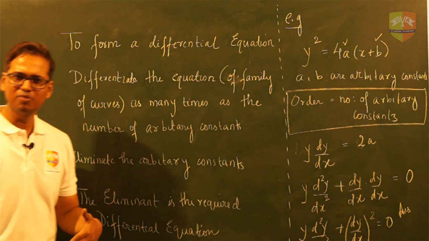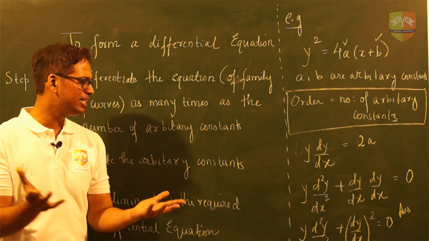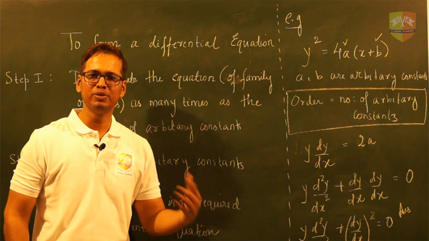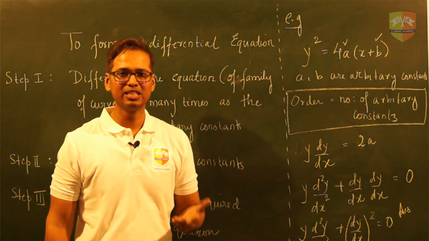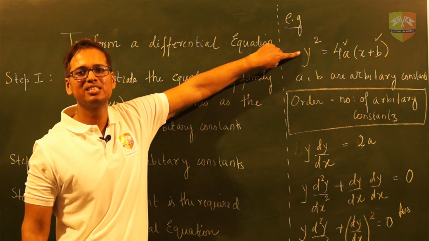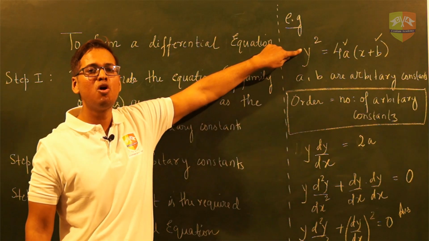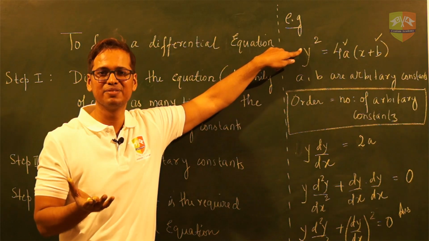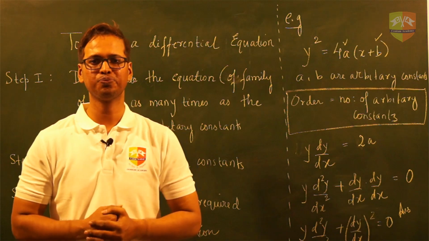After having got rid of all the arbitrary constants, the eliminant, that means the remaining thing, for example, here this is the eliminant. This eliminant represents the differential equation for this family of curves. In other words, this differential equation will be satisfied by this curve, or this differential equation has been formed for this family of curves. Just two ways of looking at the same thing, right? Hope this process of forming the differential equation is clear to you.